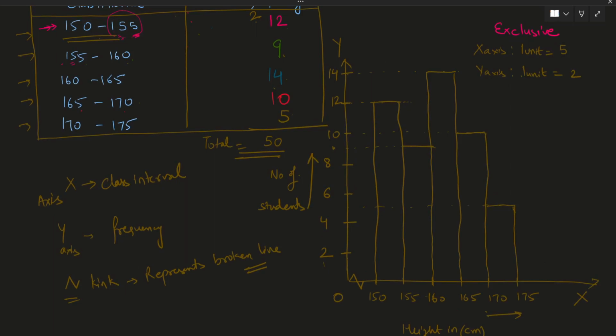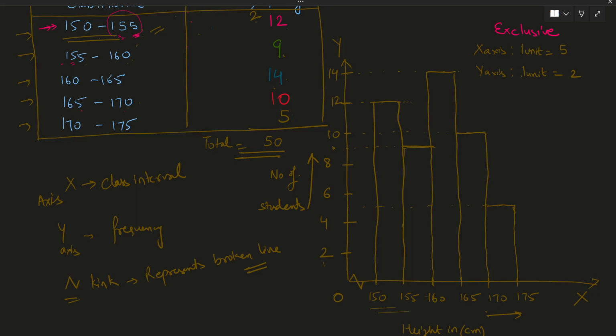This is your histogram. So you see in histogram, the bars are joined. There is no gap between these bars, just like in your bar graph. If you see, there is a gap between the bars. Here, this is continuous data. This is what type of data we have. It's a continuous data. So we have the bars joined.